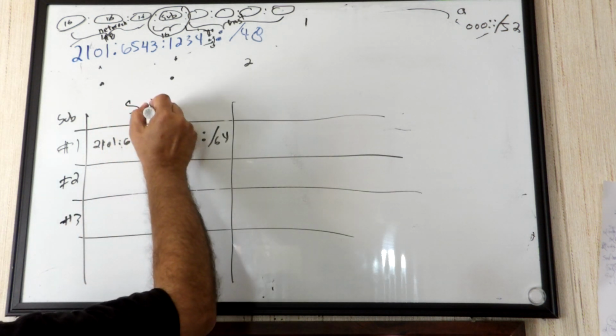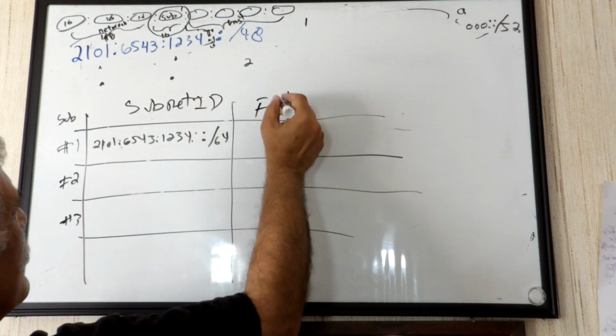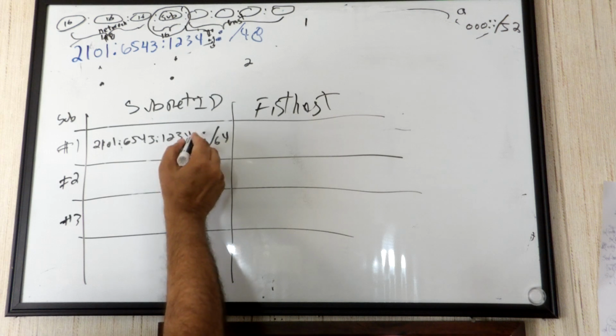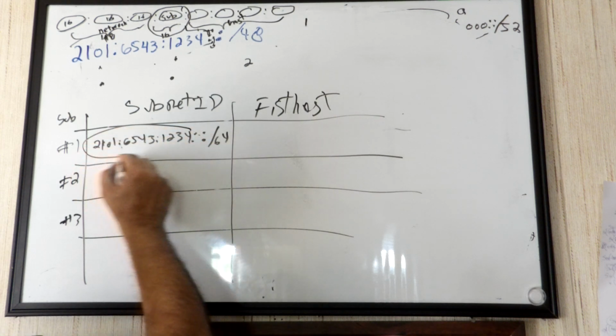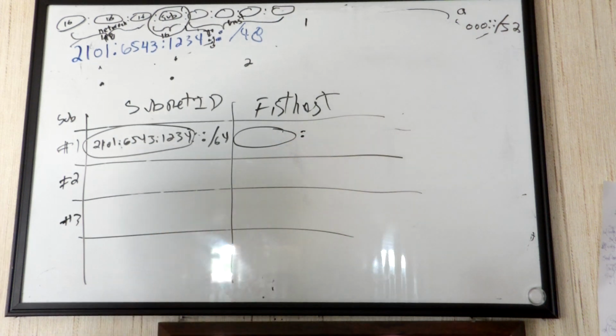This is okay for the subnet ID, and the first host. So the first host is going to be this. See, I don't want to repeat that. When we say circle, it means this. Okay.